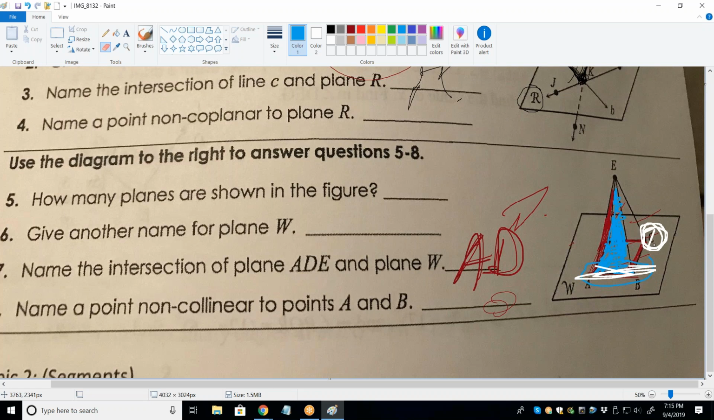When they say collinear, it has to be a straight line. Okay, so if I have something like that, and I label it A is that point right there, B is that point right there, A and B are collinear, and B and C are collinear. But C is not collinear with A and B. It's not on the same line as A. All right.